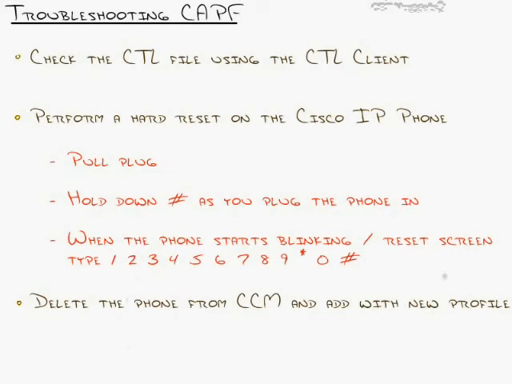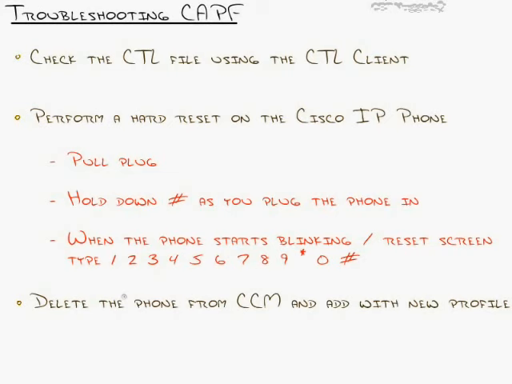When the phone starts blinking, or it comes to a factory reset screen, different phones do different things. Type in 1 2 3 4 5 6 7 8 9 star 0 pound, which is, if you look at a telephone keypad, you're just going left to right on there, and what will happen is the thing will completely blow itself away, reset to factory defaults, and attempt to re-register with the call manager.